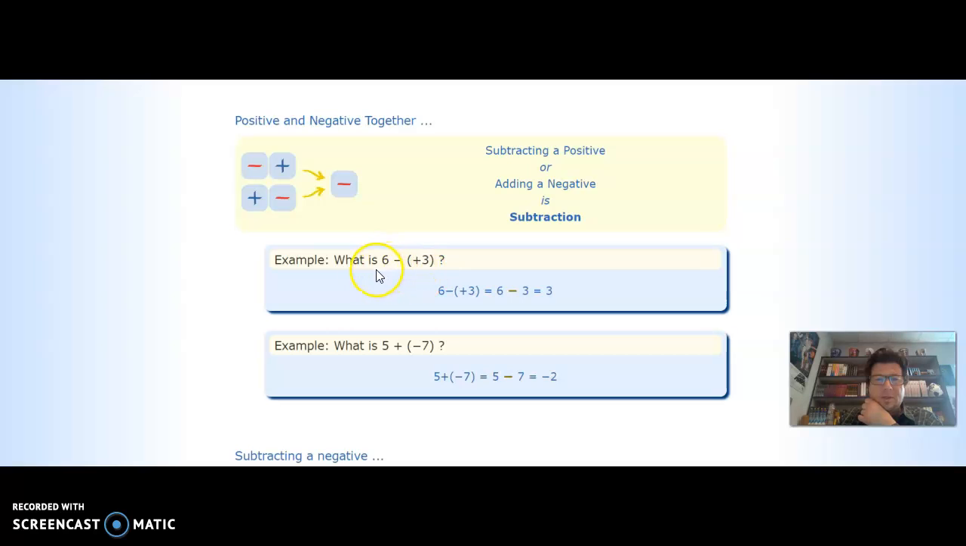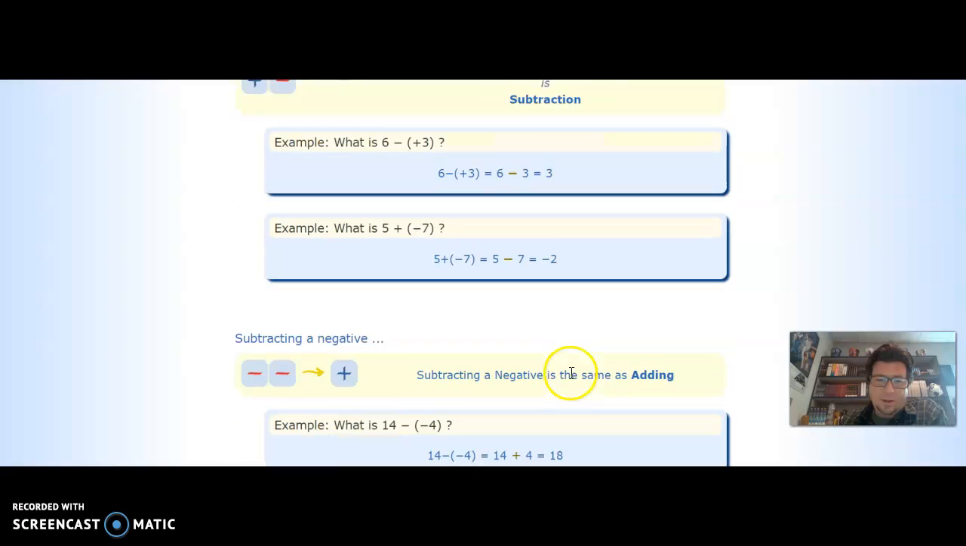So, example, what is positive 6 minus positive 3? Well, that just turns into, because they're both positives, right? You can just replace that with 6 minus 3, and that comes out to 3. Because remember, everything that isn't a negative is a positive. What is 5 plus negative 7? Again, that's just going to turn into 5 minus 7, and that becomes negative 2.